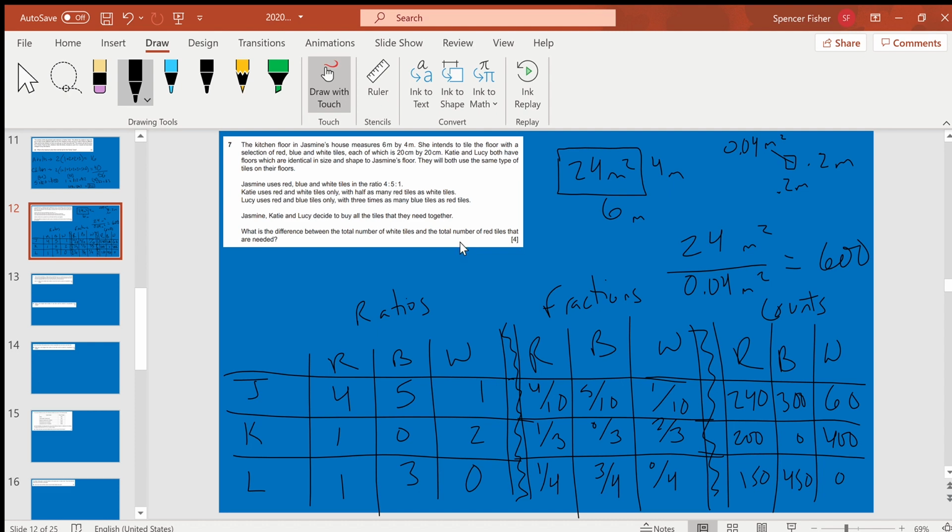Now the question is asking us, what is the difference between the total number of white tiles and the total number of red tiles that are needed? So red and white. We can add up all the whites and all the reds, which comes to 130 reds and 460 whites. And 460 minus 130 is 390. And that's the answer.